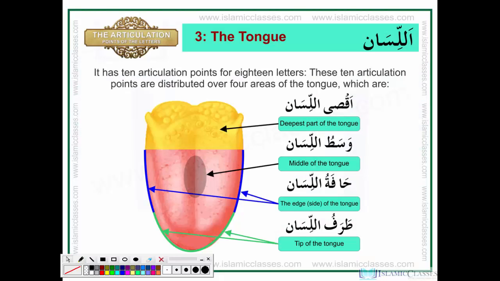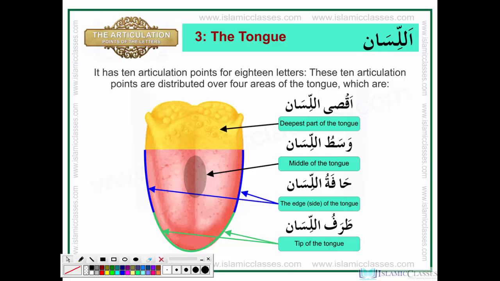So there is one image of the tongue, and the tongue we call in Arabic al-lisan. It is very important to know the different parts of the tongue, because if you don't know the different parts of the tongue, you cannot produce the sound of the Arabic letters. That's why it's very important to know the tongue places.